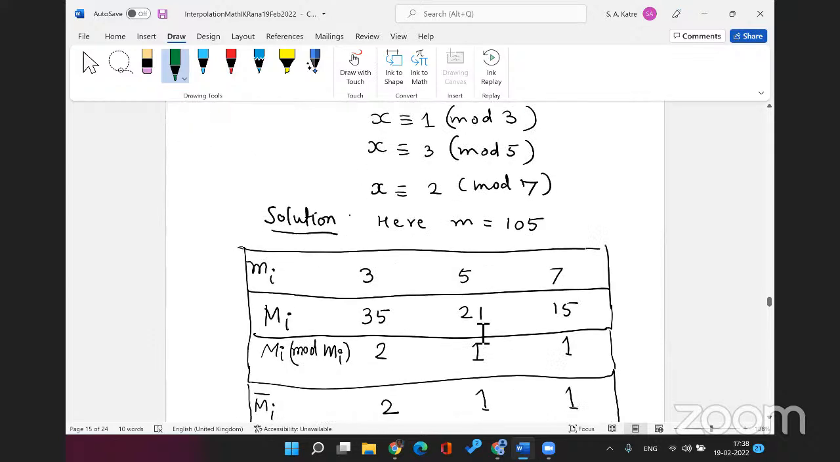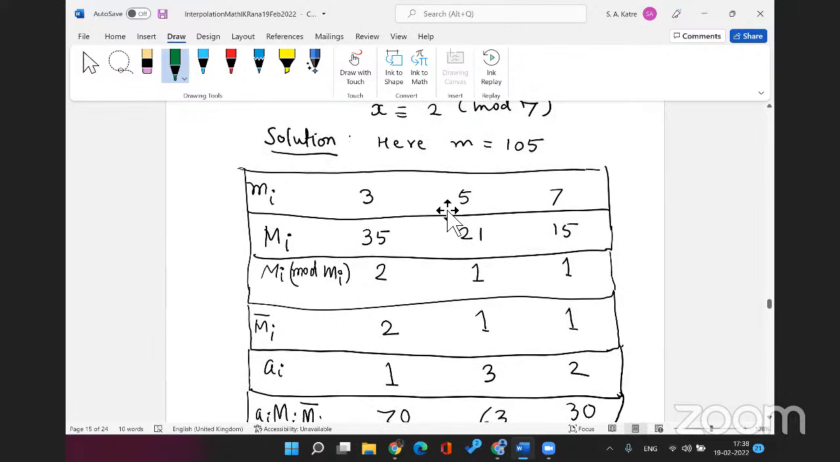So we make a table for convenience that small mi is equal to 3, 5, 7. Capital Mi is the product of the other numbers. So for 3, 5 into 7 is 35. Here 21 means 7 into 3, the other two numbers. 15, 3 into 5 is 15, like that. Now you want to find capital Mi's inverse, modulo small mi. So let us reduce capital Mi modulo small mi. Small mi is 3 and modulo 3, 35 is nothing but 2, because if you divide 35 by 3, then the remainder is 2.